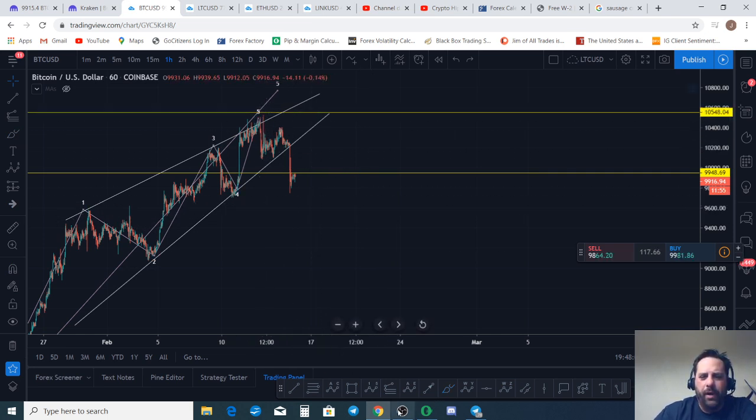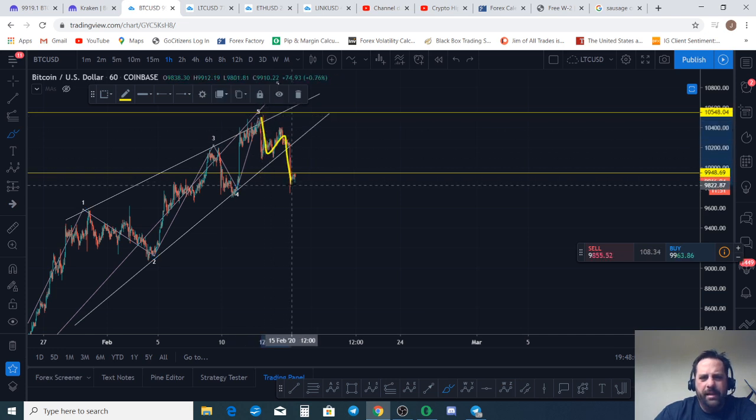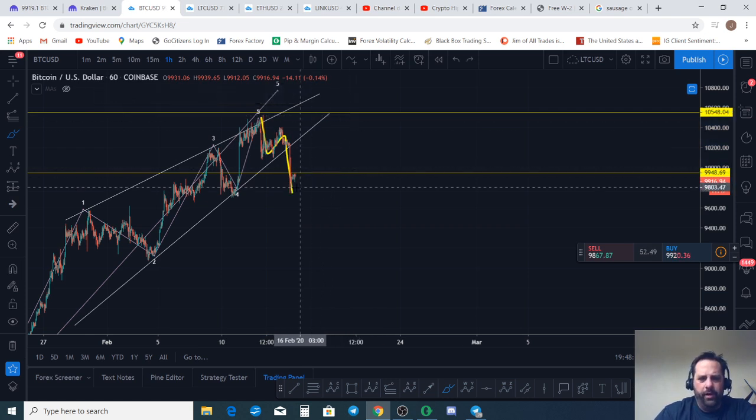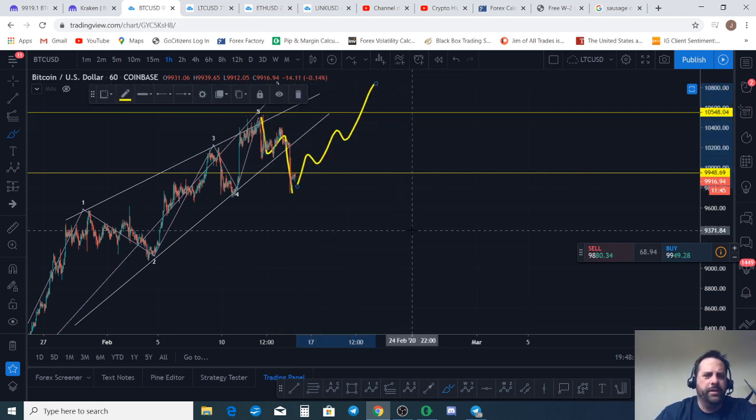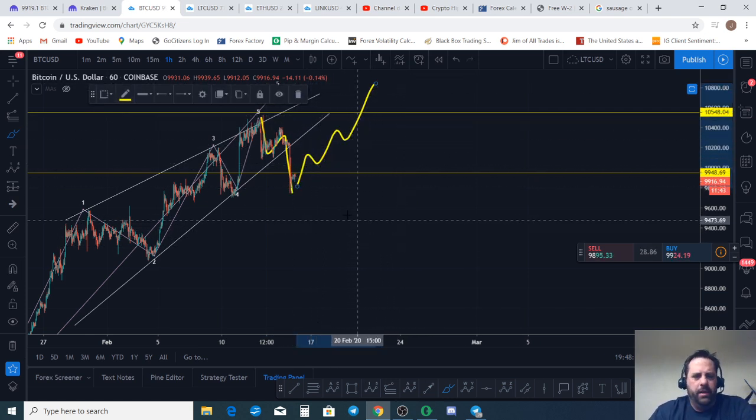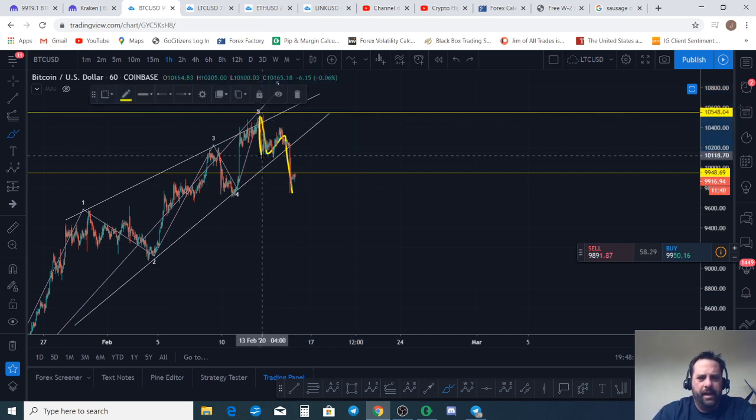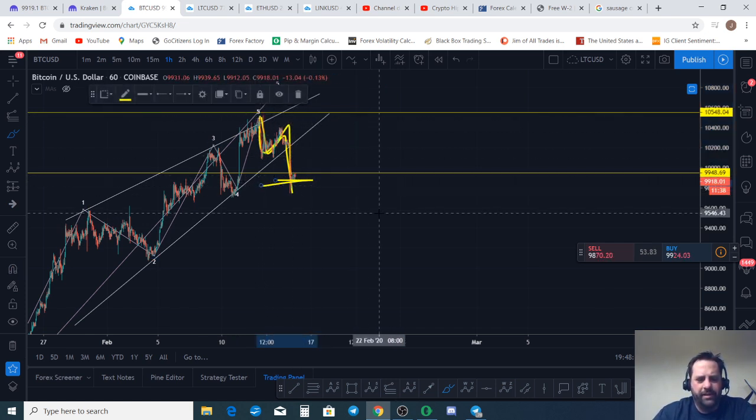We know the shape of the wave that should be coming, the different shapes that could come. Again, ABC. If that's it, there's two options. We could get an ABC up, or we could get a five wave up. So those are the choices there. If this is just an ABC, we are at a 127 extension.